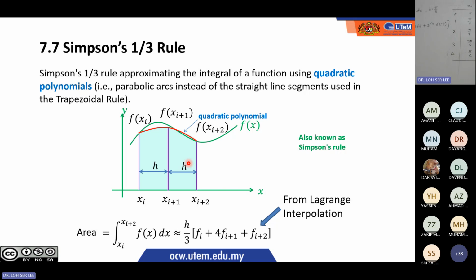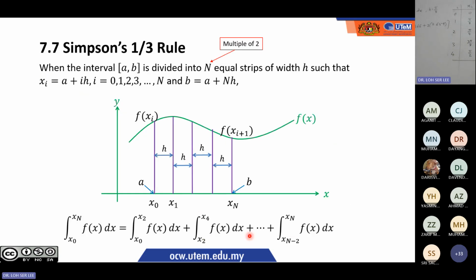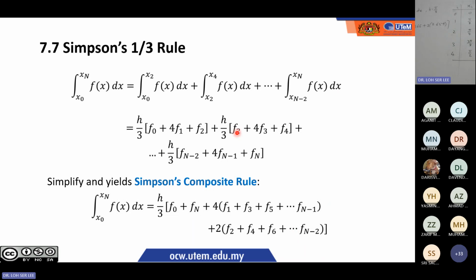So when you have a lot of subintervals, we have something like this. Each of these integrals, we have this, and the second one, we have this. When you expand and combine again, you will get the Simpson's composite rule. Next, you still have another one called Simpson's 3/8. So whenever you see Simpson's and it doesn't mention 1/3 or 3/8, that means it represents 1/3.